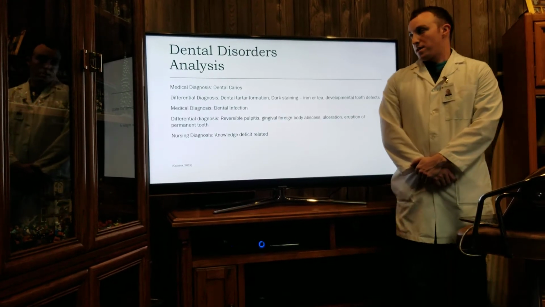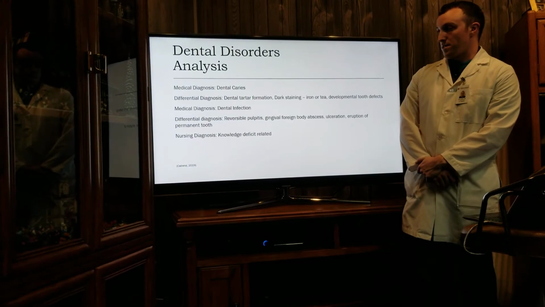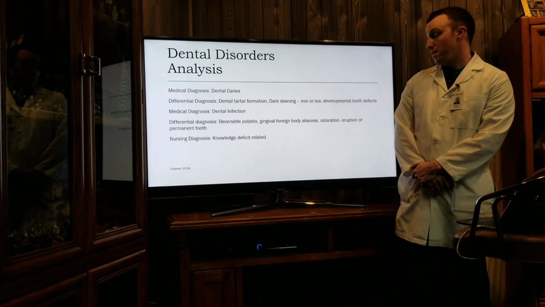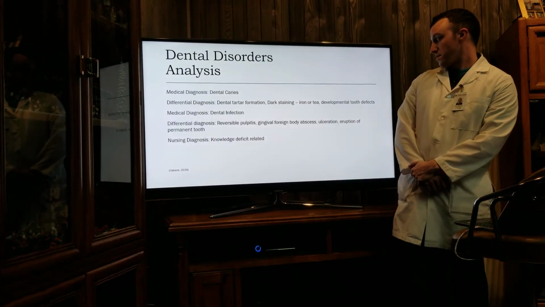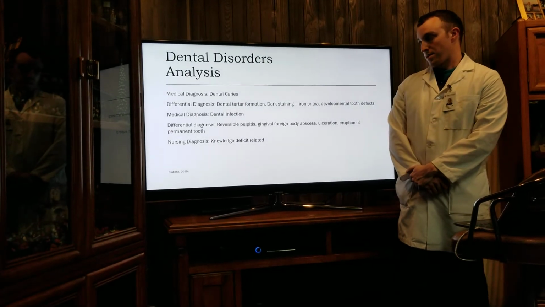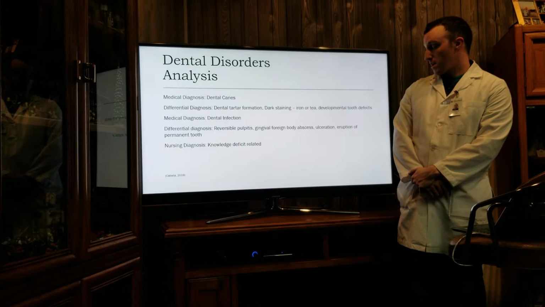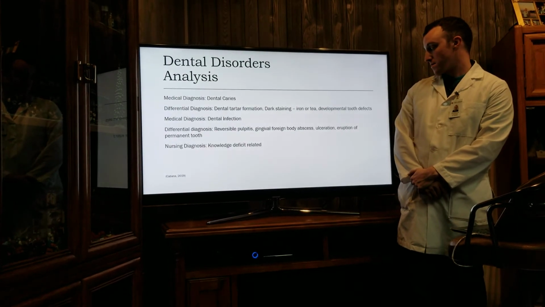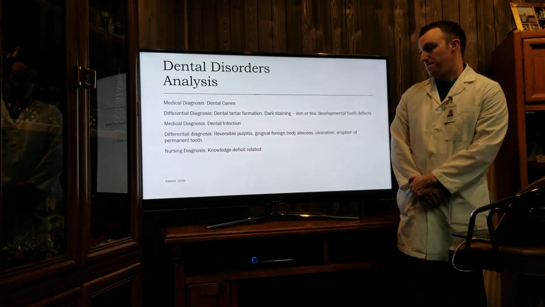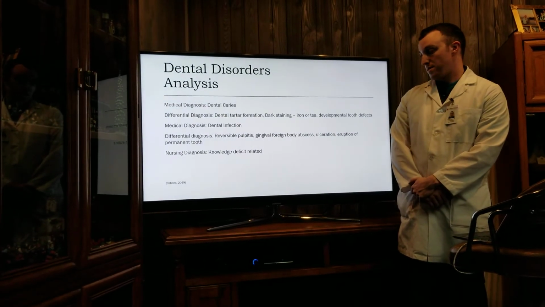Analysis. So for medical diagnosis for dental caries, some differential diagnosis we could consider: dental tartar formation, just dark staining from iron supplements or tea, or just developmental tooth defects. For dental infection, some differential diagnosis we might consider: reversible pulpitis, gingival foreign body, abscess, ulceration, or just an eruption of a permanent tooth in children. And nursing diagnosis could be related to knowledge deficit.